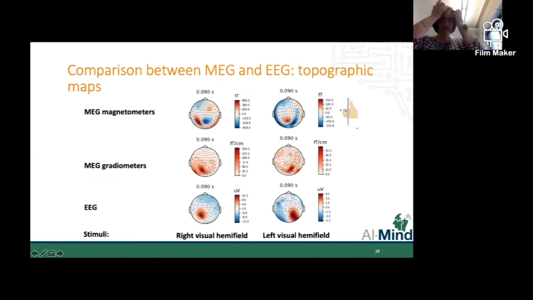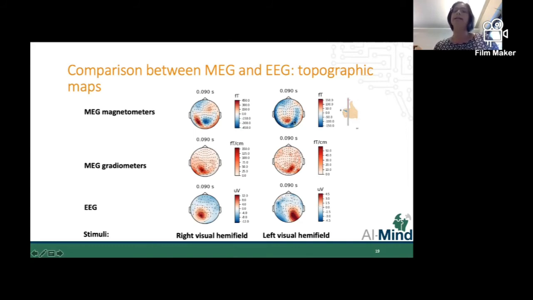So what about MEG and EEG? How do these signals relate to each other? Here we have visual data. There are flickers shown either to the right or the left visual hemifield, many repetitions, and this is an averaged evoked response, how the brain has reacted to visual input.